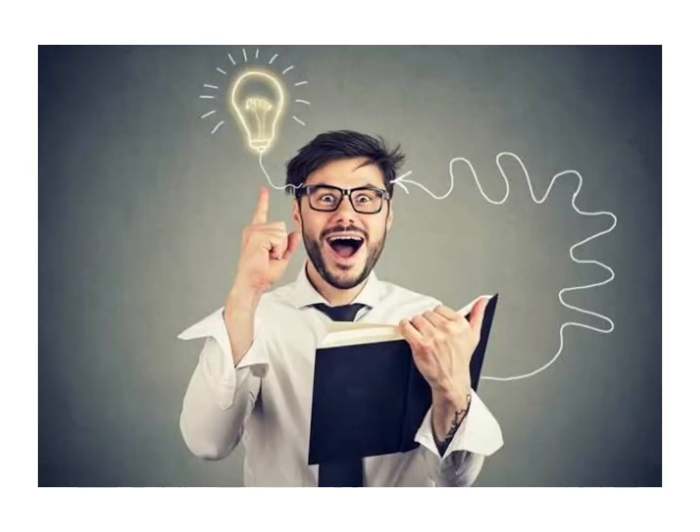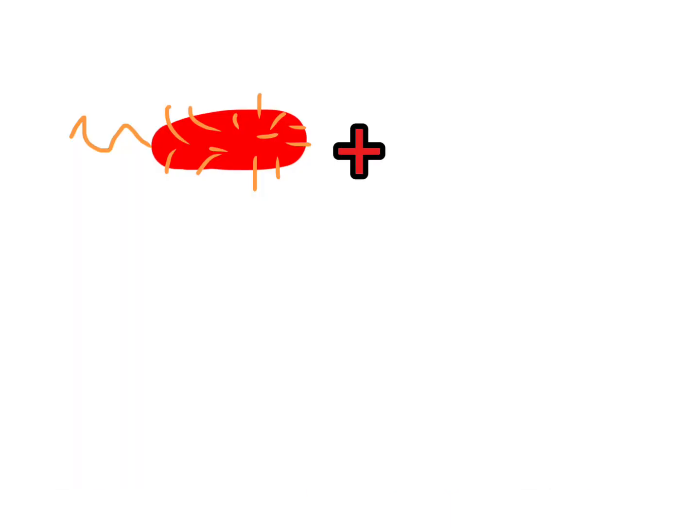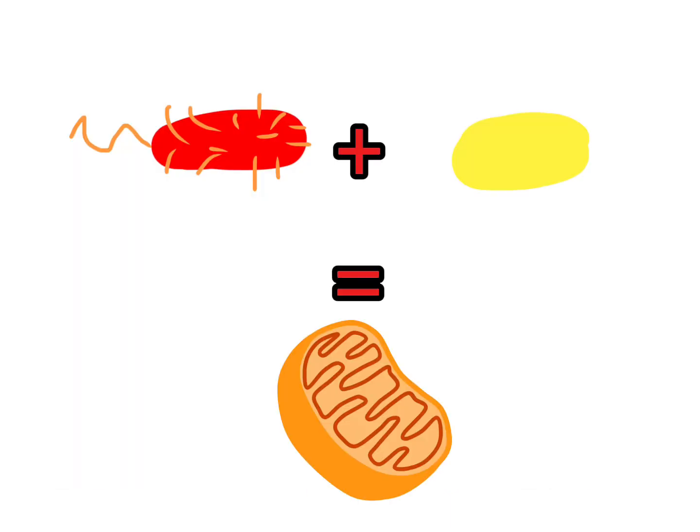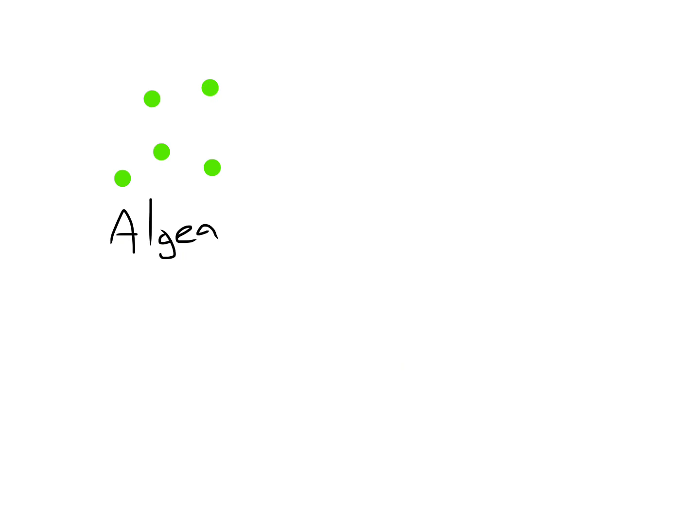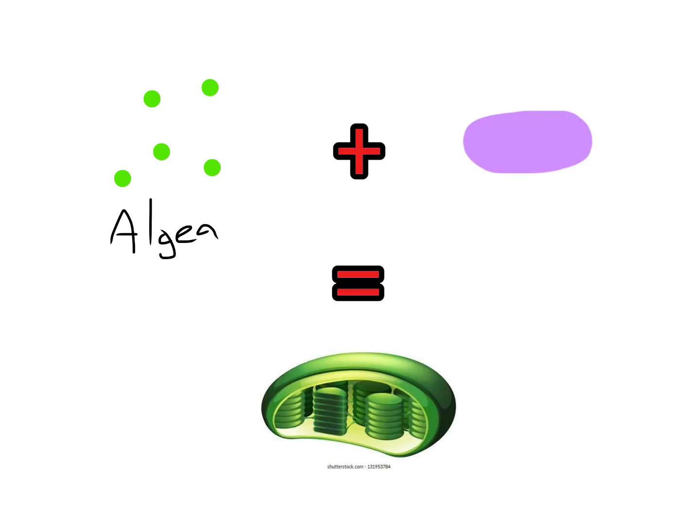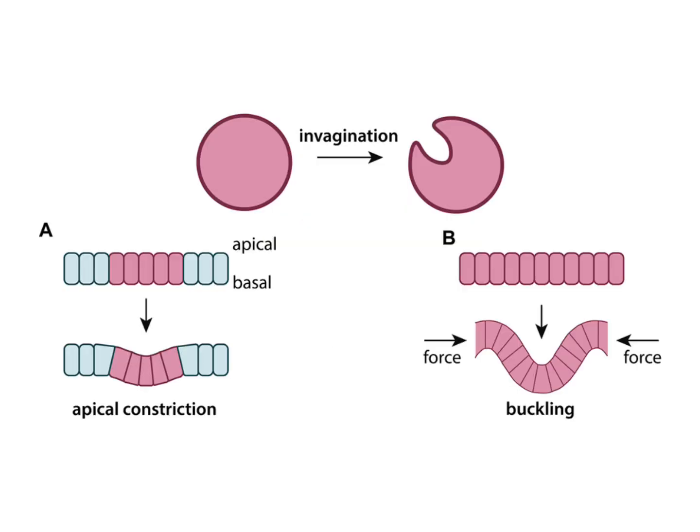You should also know that the archaea cell plus a bacteria cell equals the mitochondria, and an algae cell plus another bacterial cell equals the chloroplasts, and that the nucleus was formed through a process called invagination, where the cell membrane folds in on itself to make a big old pocket, and that captured genetic information.